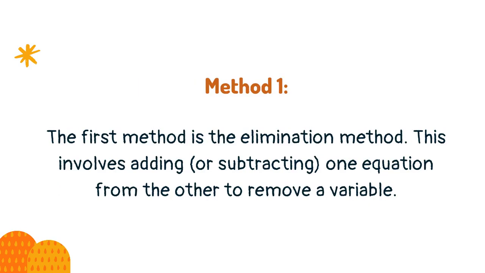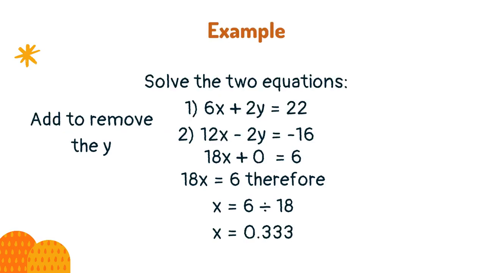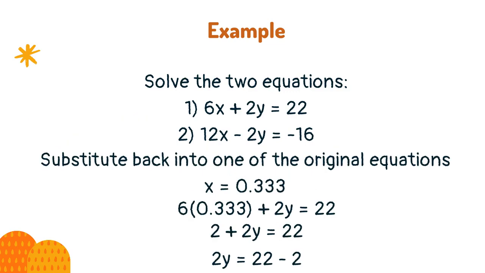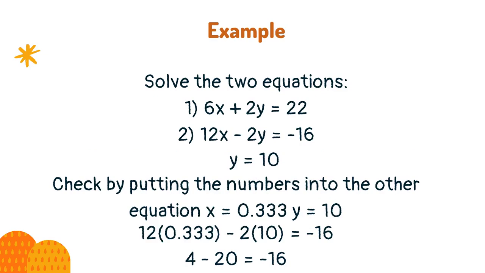There are two methods for solving simultaneous equations. The first method is the elimination method. This involves adding, or subtracting, one equation from the other to remove a variable. For example, here by subtracting the equations the y is removed and a new equation is formed. To get the y you must substitute the found x value back into the equation. Check by putting both values into one of the equations to check that it works with both numbers.